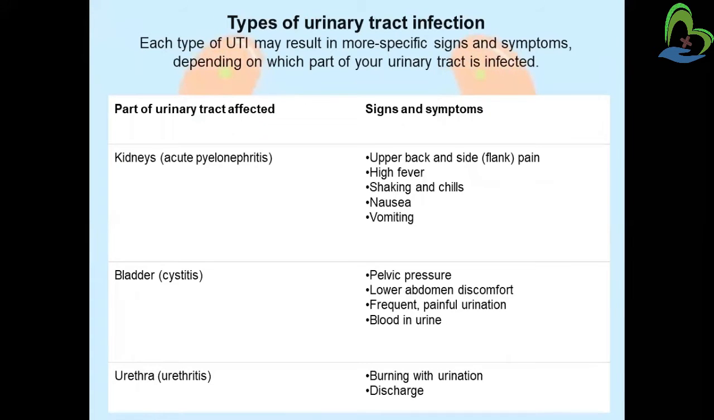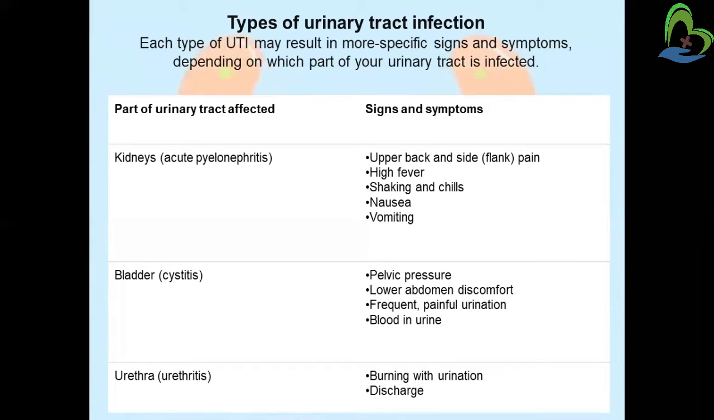Types of urinary tract infection. Based on the part of the urinary tract affected, these are the signs and symptoms. First is the kidney, that is acute pyelonephritis. In the signs and symptoms, the person may have a high fever, shaking and chills, nausea and vomiting, and upper back and side pain also occurs. These are all the signs and symptoms of pyelonephritis.